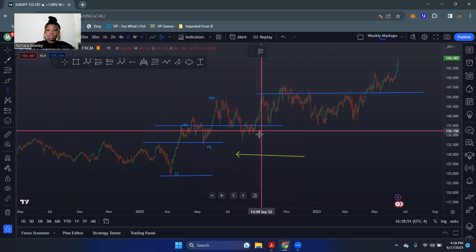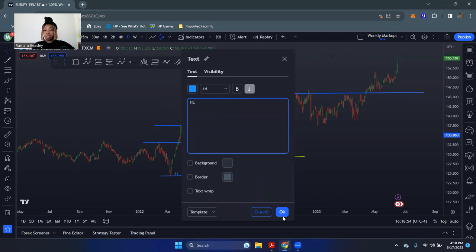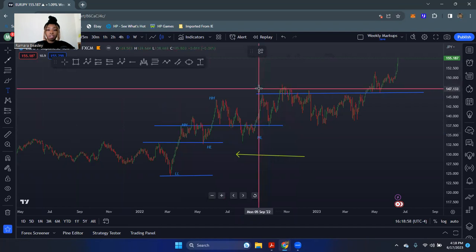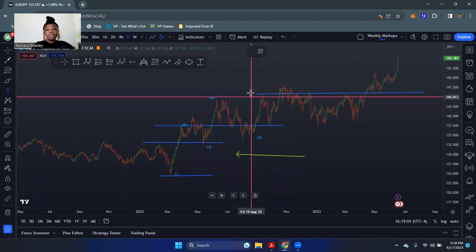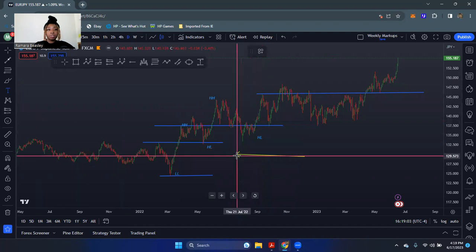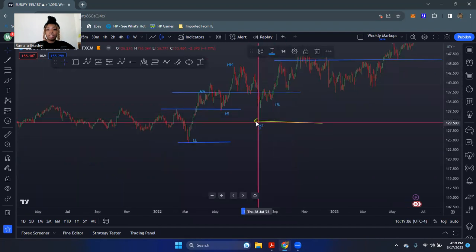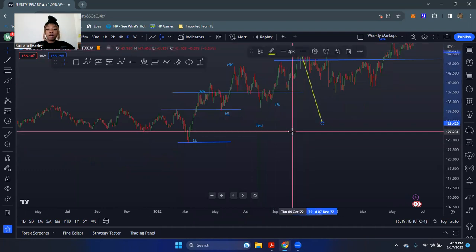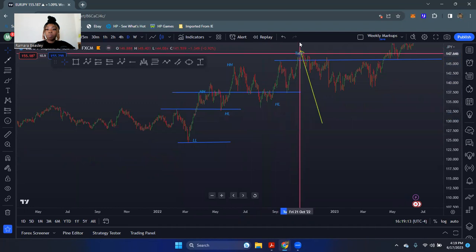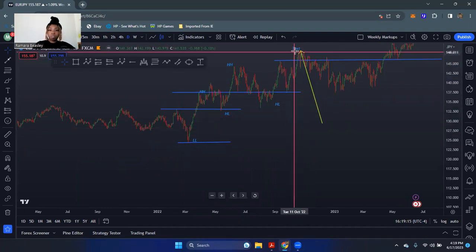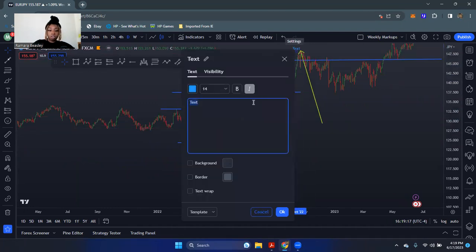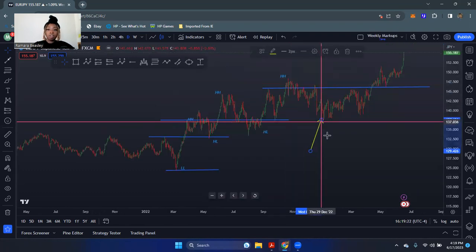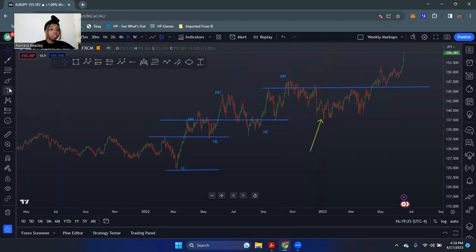Okay. Then we have our higher low. Now, in this case, if we're just doing it back and forth, we can mark higher high, higher low. I'm going to use this as a higher high right here. All right, higher low. These are the higher lows right here.